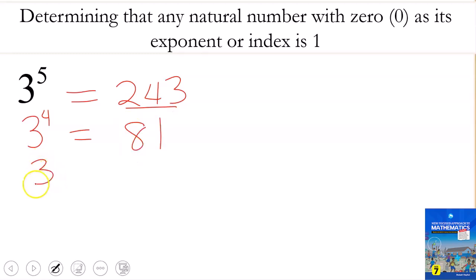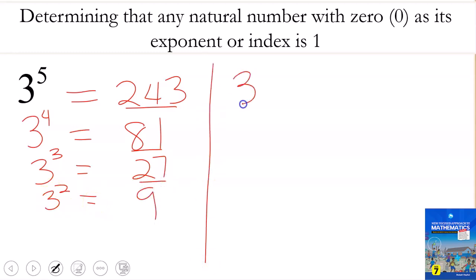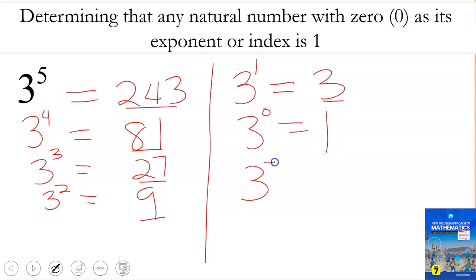If I reduce this to 3 exponent 3, we divide by 3, and that will give us 27. If I go to 3 exponent 2, I divide by 3, and that will give us 9. Again, if I come to 3 exponent 1, and I divide by 3, I get 3. Once again, 3 exponent 1 gave us 3. If I reduce it to 0, and I divide by 3, I get 1. If I move from 0 to -1, I divide by 3, I get 1/3.